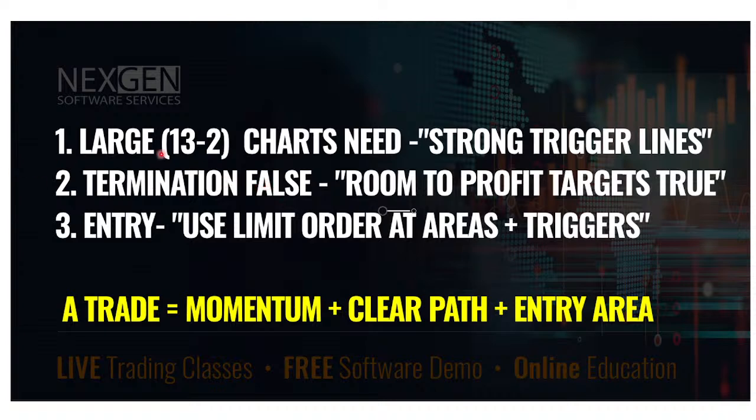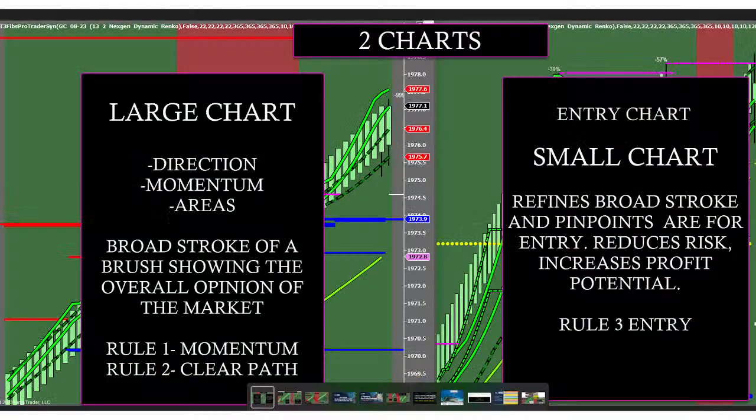This is rule number two, guys. When termination conditions are false, when you have room to your profit targets, you have a clear path. And we're going to couple that with momentum, and that's what's going to have us looking for an area. So the large chart has already told us that the market is going up with the most current bar. The large chart has also told you that there is momentum. There's space between the small and the large.